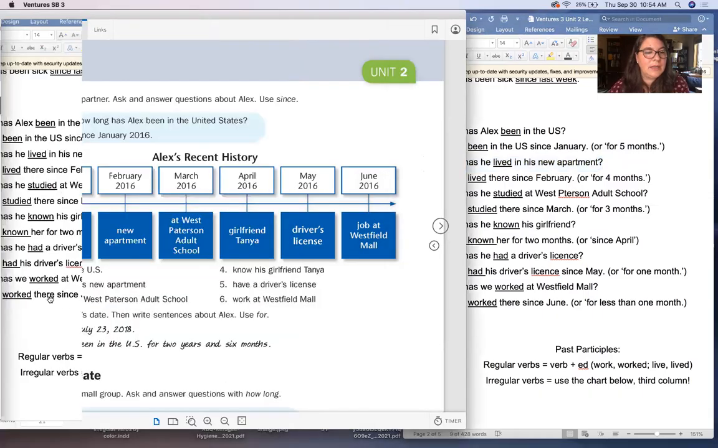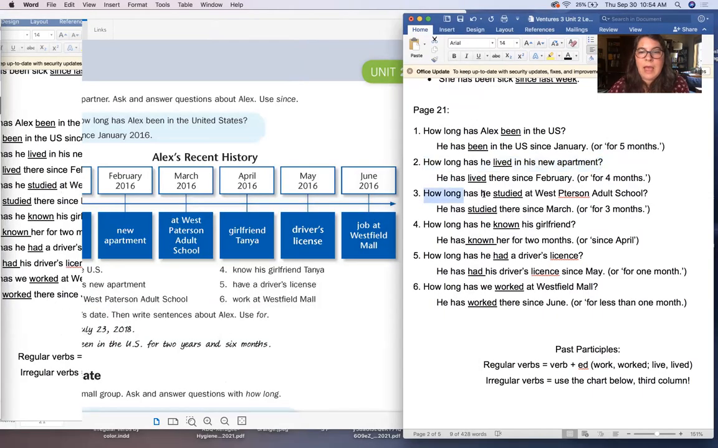How about this one? Study at the school. How long has he studied at the school? He has studied there since March or for 3 months. Number 4, know his girlfriend from April. How long? We've got has because it's he. To know is known. How long has he known his girlfriend? He has known her for 2 months or since April.